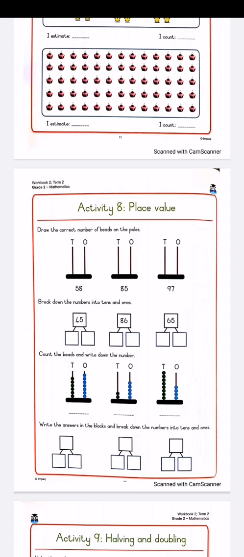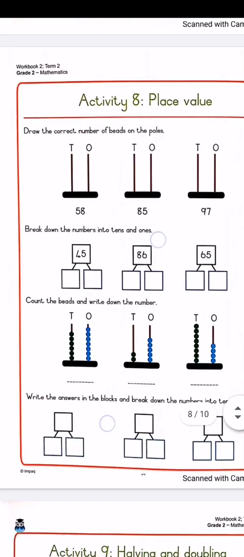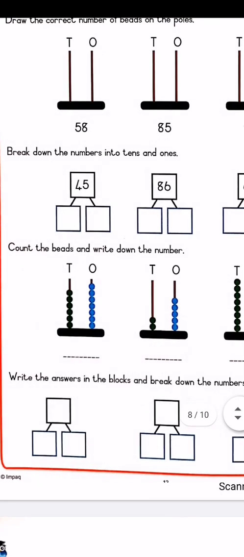Okay, so the answer that you got from counting the beads that you wrote in the row above, write those numbers in the blocks and then you're going to break them up. So the first group of beads were 10, 20, 30, 40, 50, 60. 1, 2, 3, 4, 5, 6, 7. So 67. So in the block at the bottom, you're going to write 67. And 67 is 60 and 7.